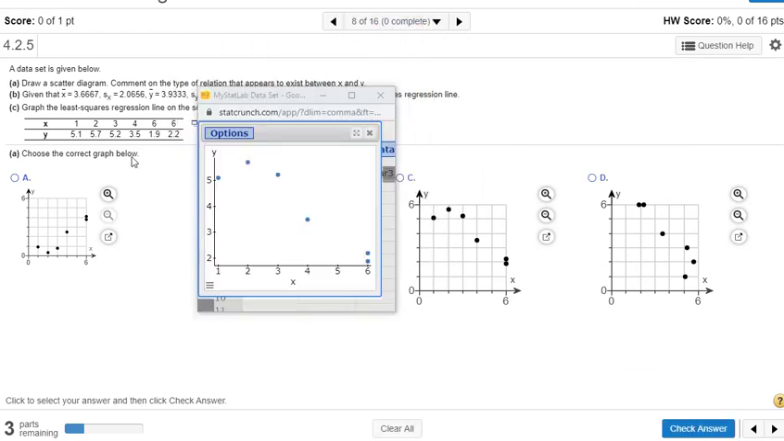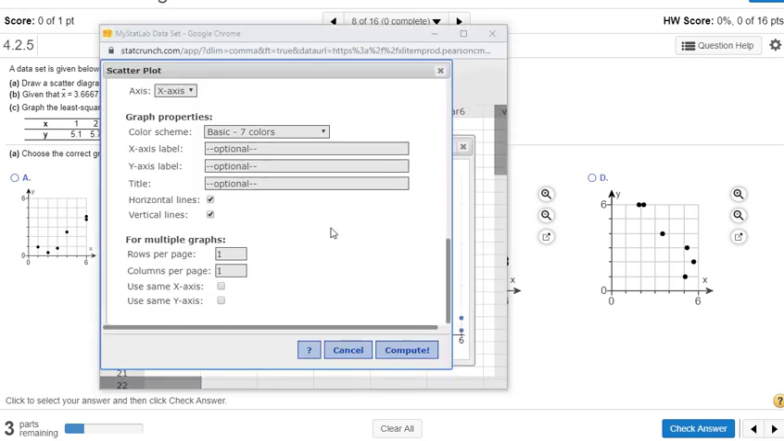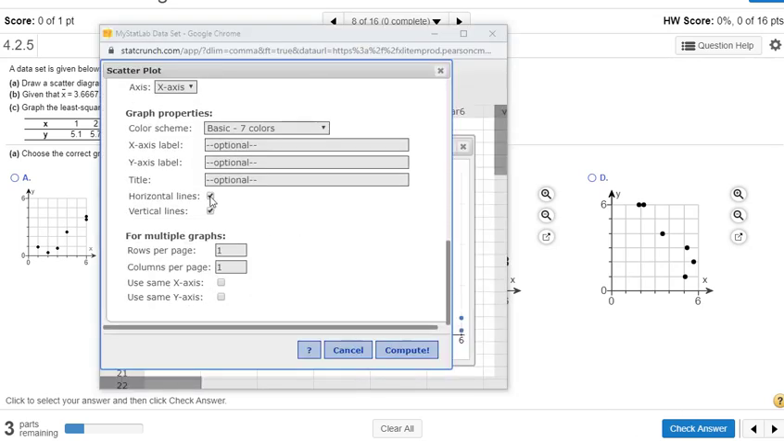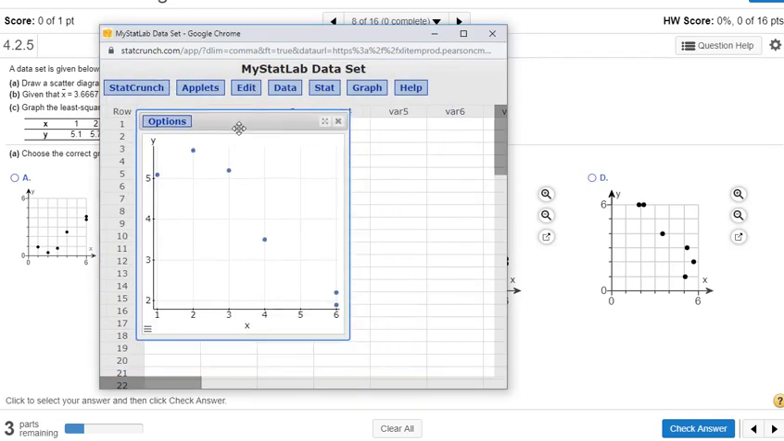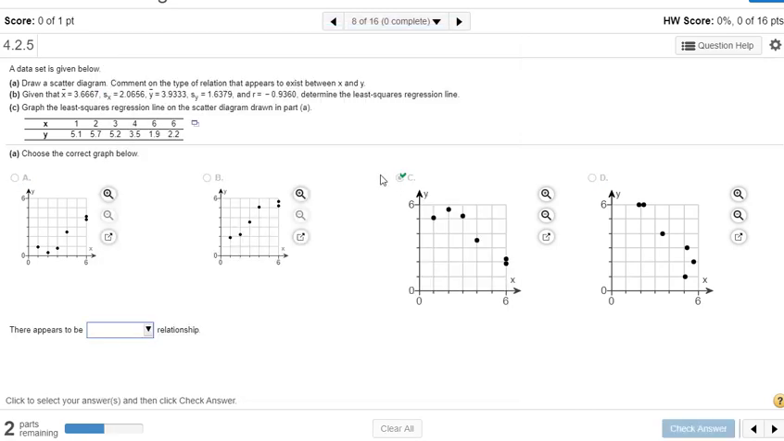If we look at this, it looks pretty close, doesn't it? I can get StatCrunch to put a grid on there if I need to. If I go back into Edit and select horizontal and vertical lines, and then press Compute, there's the grid if that helps. And we want to comment on the type of relationship. It looks like it's linear, and we're definitely negative. So let's see what choices we have. We got here linear negative. There we go.